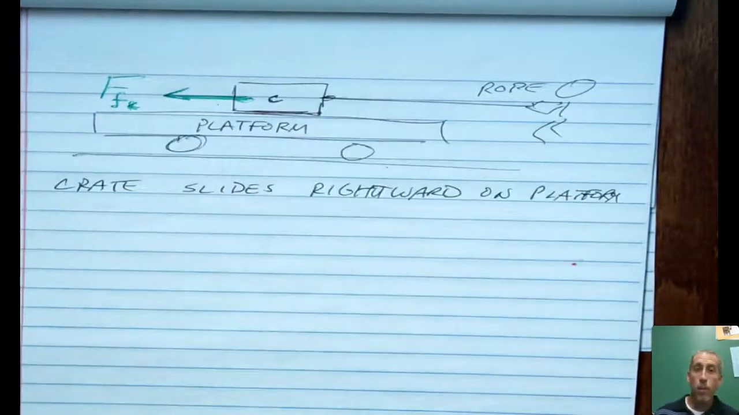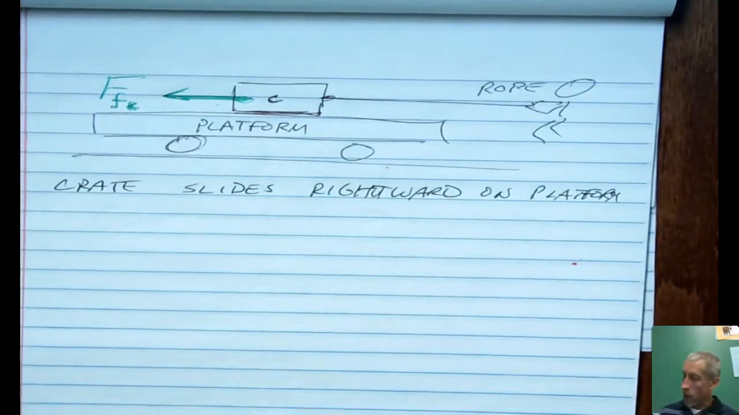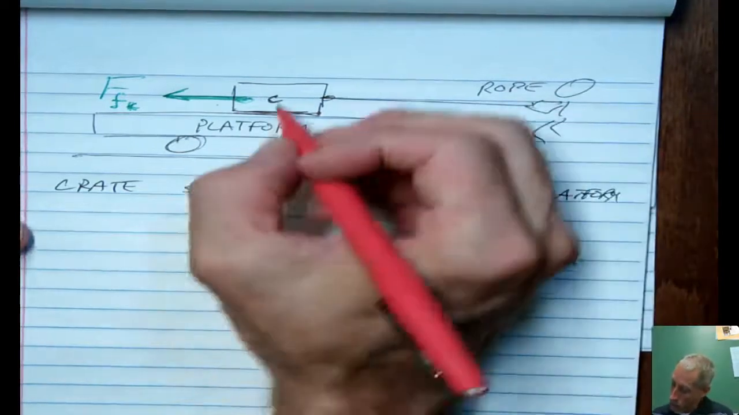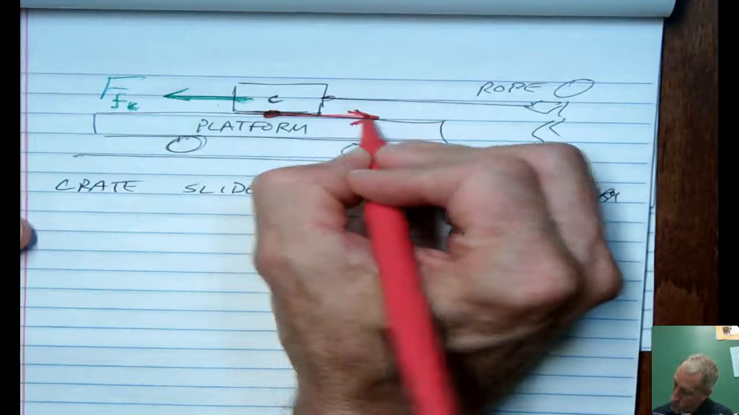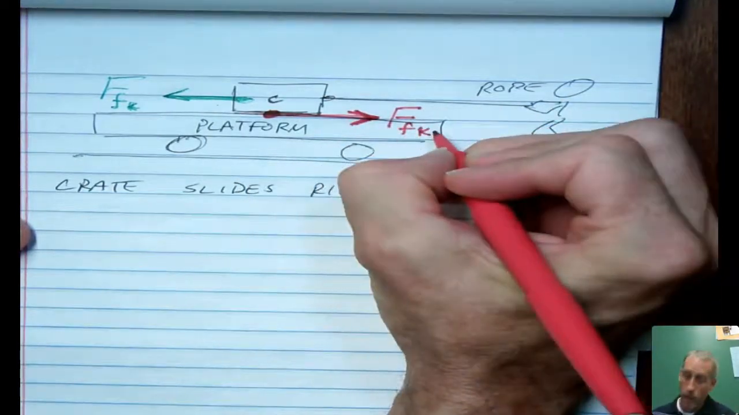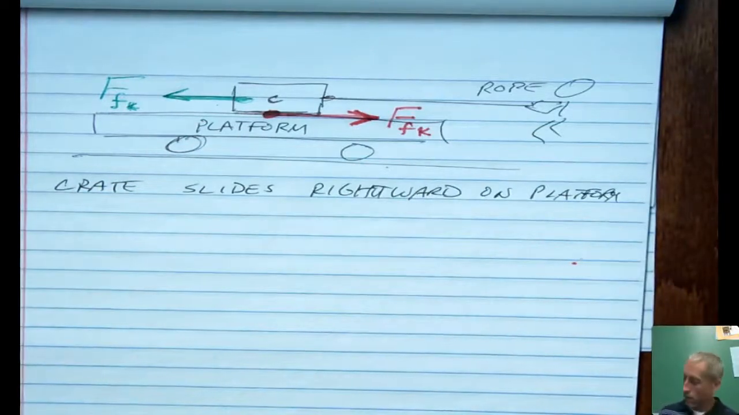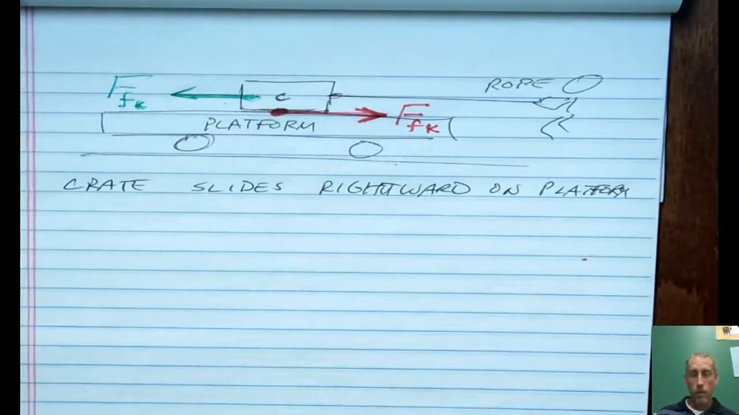So what is that? That's the platform exerting a leftward force on the crate. So I'm going to draw its third law counterpart. The crate is going to exert a rightward force of friction, also a kinetic friction. See, they have the same nature, and it's just as strong as that is strong.